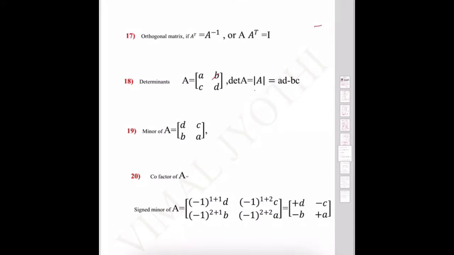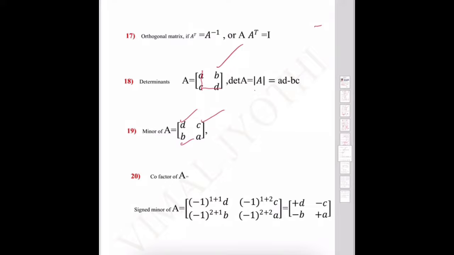Suppose A is a matrix, then the minor of A is obtained by deleting this row and column. Then the minor of A equals D. The minor of B: delete this row and column, then the minor of B equals C. The minor of C: delete this row and this column, then the minor of C equals B.